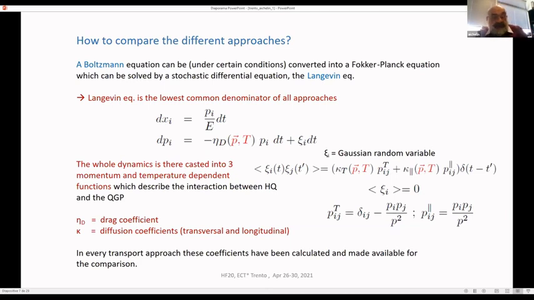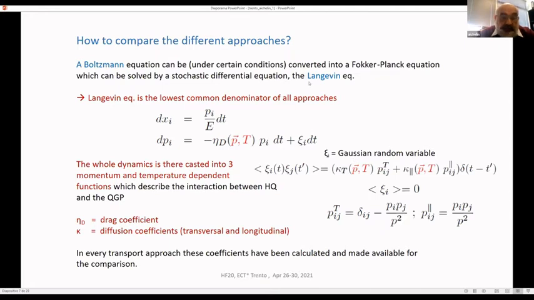Now, the first question is how to compare the different approaches. A Boltzmann equation can, under certain conditions, be converted into a Fokker-Planck equation, and therefore the two different approaches, the Boltzmann and the Fokker-Planck equation, can be compared as soon as one has converted the Boltzmann equation into a Fokker-Planck equation. The Fokker-Planck equation in itself can be treated as a Langevin equation, and then we see that we have in principle the time evolution of the heavy quark, the position and the momenta, which are given here by the velocity, and for the momenta by two transport coefficients: a drift coefficient, and then a random force, which has a mean value of 0 if we have Gaussian or white noise, and which has a correlation which gives us basically two transport coefficients, the transverse and the longitudinal diffusion coefficients.